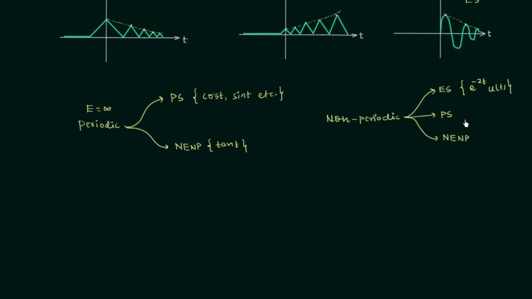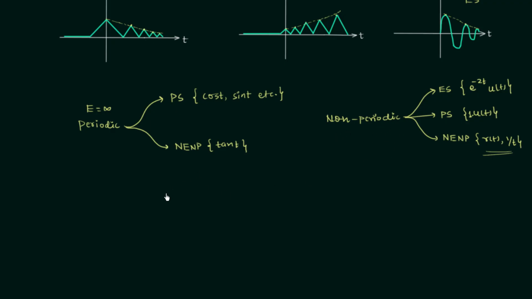Now let's see one example in which the signal is non-periodic and a power signal. The example is the simple step signal. Here we have the unit step signal because a naught is equal to 1. Now let's see one example in which the signal is non-periodic and NENP signal. The example is the ramp signal. We can also have another example which we have seen in the last lecture. It is 1 by t. These two examples we have already seen, and we have seen that the signal is neither energy nor power signal, and also it is non-periodic.